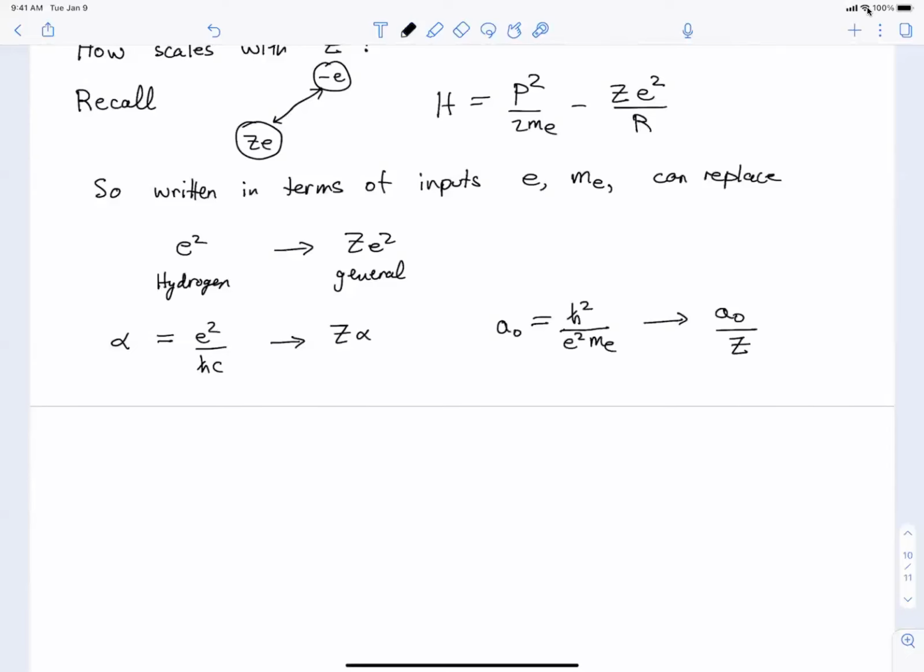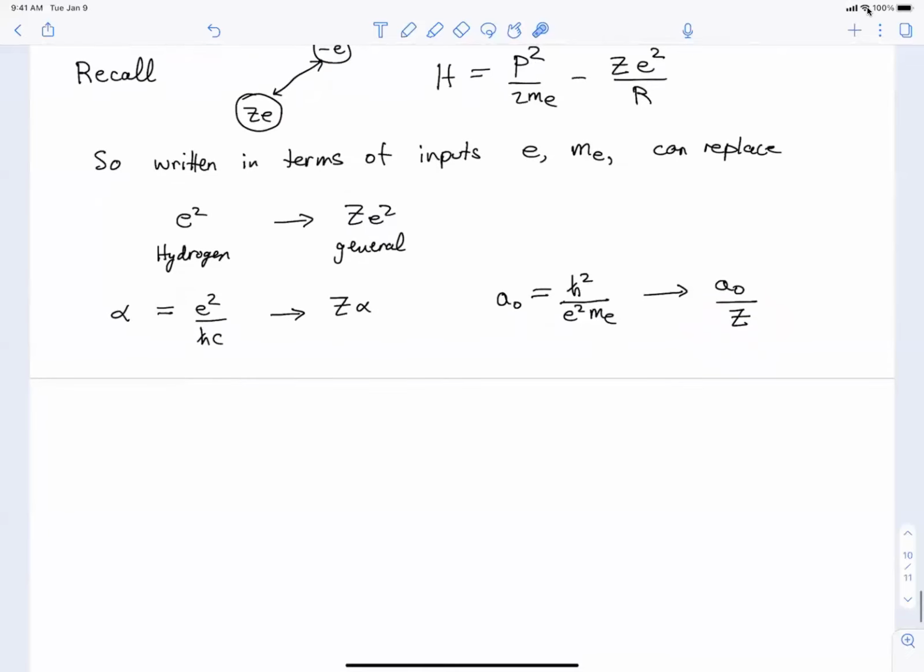So just qualitatively to understand why that is, if your nucleus has more charge, then it's going to be more attractive to the electron. It's going to pull the electron in closer. And so the larger Z is, the smaller the effective radius of the ground state will be. Okay, so that makes sense.